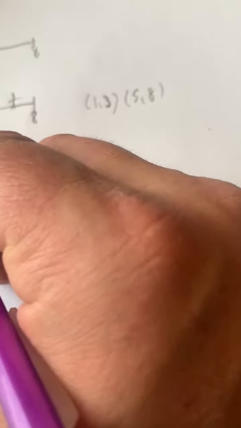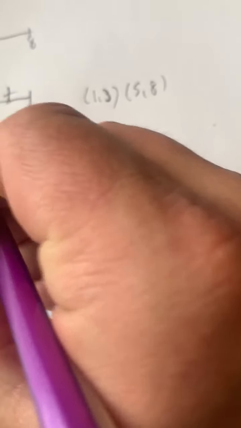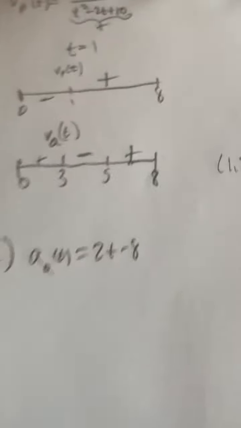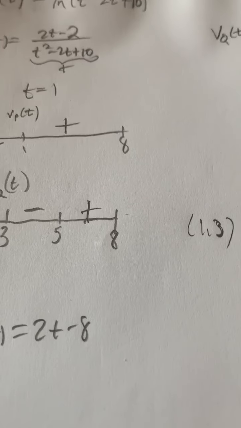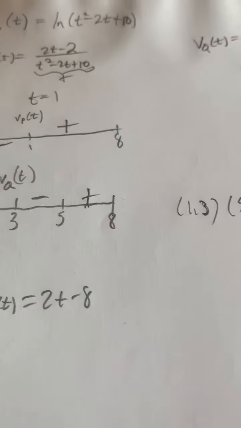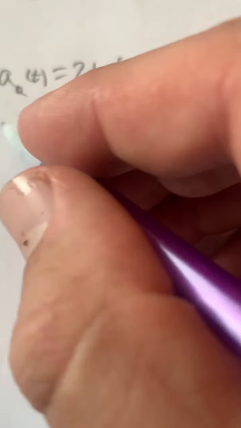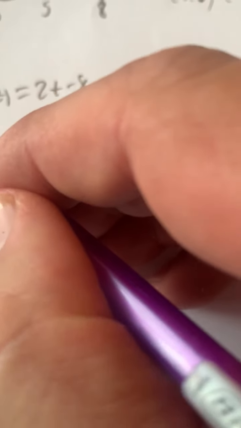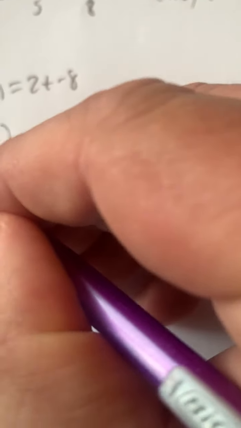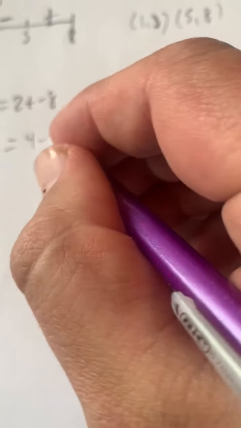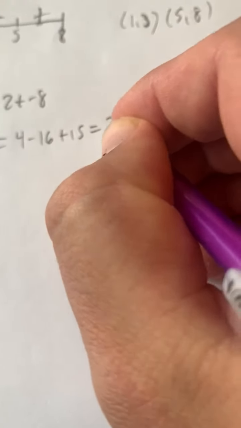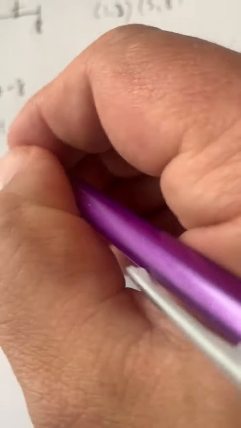Part C says find the acceleration of particle Q. So acceleration of particle Q at time t would be 2t minus 8. And then it says, is the speed of the particle increasing, decreasing, or neither at time 2? So you'll recall if velocity and acceleration have the same sign, we've talked about this a few times. So I want to find velocity of particle Q at time 2, and I want to find acceleration of particle Q at time 2. So velocity would give me 4 minus 16 plus 15 equals 3. And acceleration would give me negative 4.